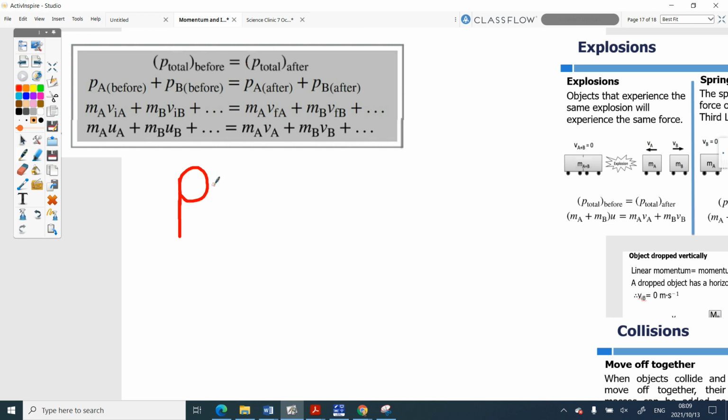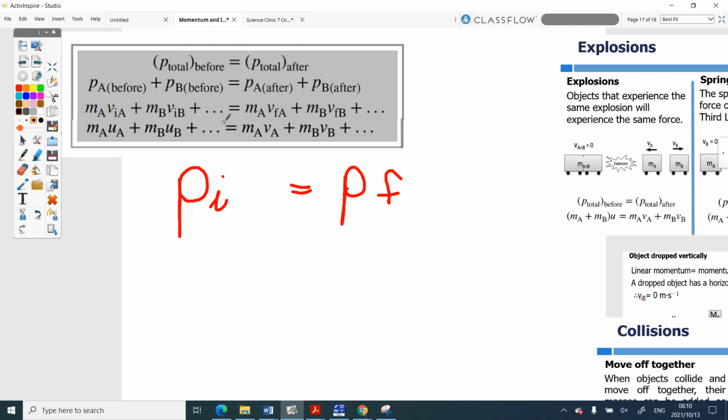We're allowed to always use initial for before. So momentum before is equal to momentum after, a collision. There could never be a collision with just one object. So there's always two objects involved in the collision. We're never going to give you three.